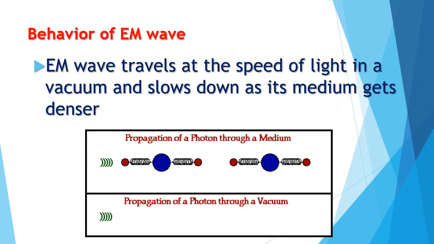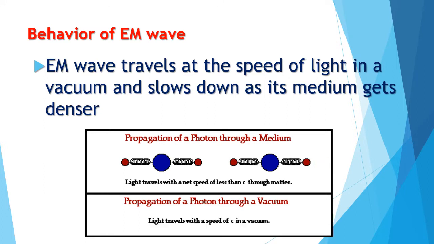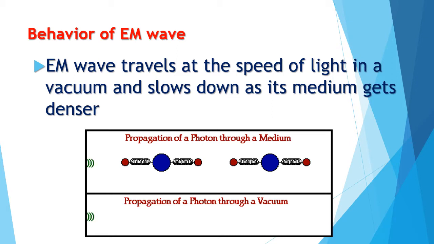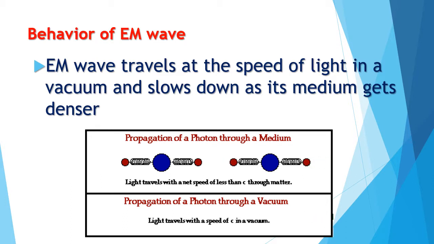First, let's take a look at how an electromagnetic wave behaves. An EM wave travels at the speed of light in a vacuum and slows down as its medium gets denser. As you can see in the animation below, light travels significantly faster in open space or in a vacuum compared to when it is traveling through a medium and bouncing from atom to atom.